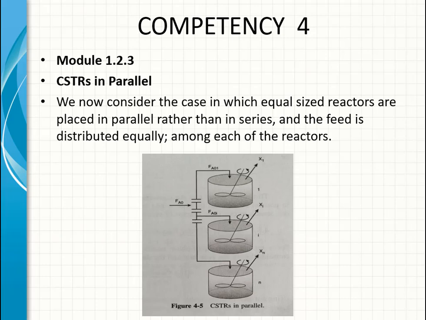CSTRs in parallel. We now consider the case in which equal-sized reactors are placed in parallel rather than in series, and the feed is distributed equally among each of the reactors. So we will have three reactors in parallel, and we are going to distribute the molar flow rate at the entrance in 3. We are going to give 1/3 of the initial FA0 to each of the reactors.